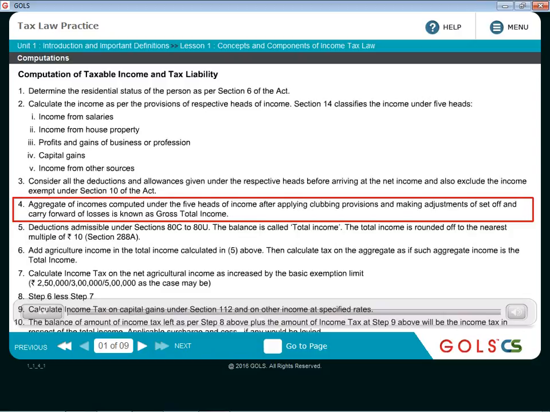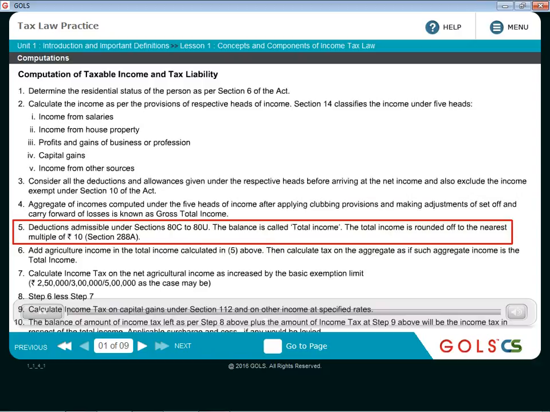After this we'll follow the next step, that is step 5, deductions admissible under section 80C to 80U. These are called Chapter 6A deductions. These deductions are available from the gross total income, but there are certain rules and regulations for availing those deductions. So after considering those rules, whatever deduction is available will reduce that, and after giving Chapter 6A deductions, whatever remains will be considered as net income or taxable income.